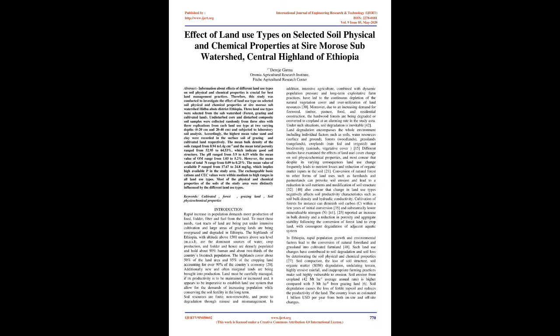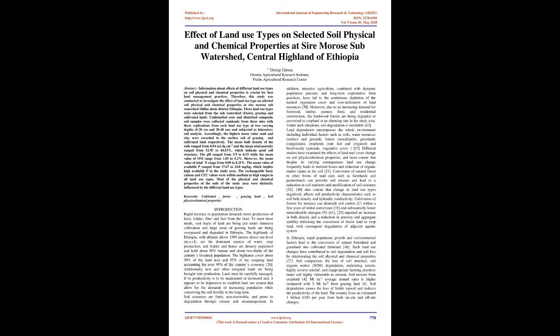Three land use types were selected from the sub-watershed: forest, grazing and cultivated land. Undisturbed core and disturbed composite soil samples were collected randomly from 3 sites with 3 replications from each land use type at 2 varying depths, 0 to 20 cm and 20 to 40 cm, and subjected to laboratory soil analysis. Accordingly, the highest mean values of sand and clay were recorded in the surface soil of grazing and cultivated land respectively.